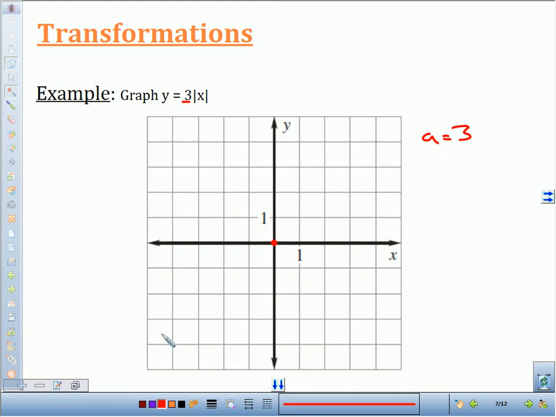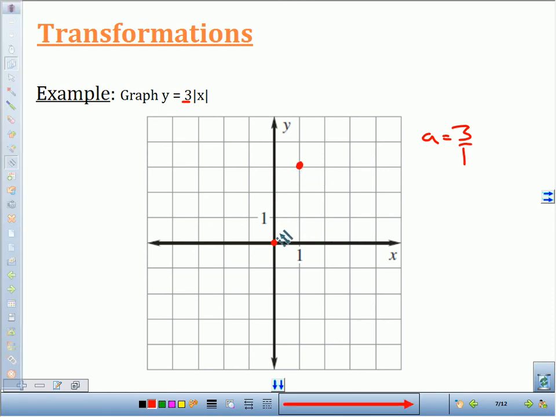So the way I want to think about this is to imagine a to be the slope of my line. So since a is 3, I want a line that is 3/1. So from my vertex, I move up 3 and over 1.